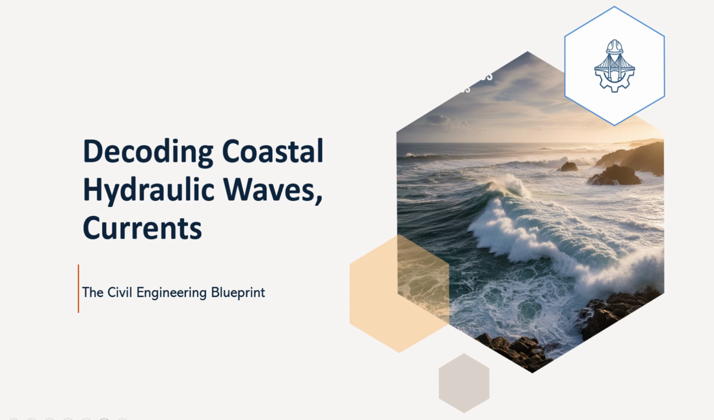g is acceleration due to gravity. A is the wave amplitude, which is half the wave height, H/2. ω is the angular frequency. k is the wave number. d is the water depth. z is the vertical position, usually measured positive upwards from the still water level, so z equals -d at the seabed. x is the horizontal position along the wave's direction. And t is time. Exactly.